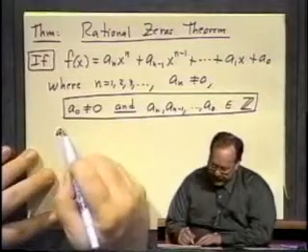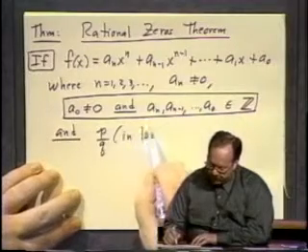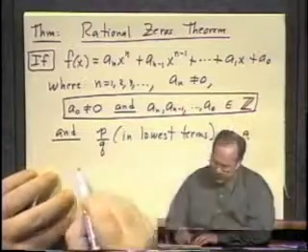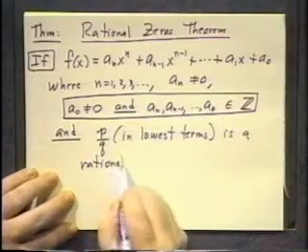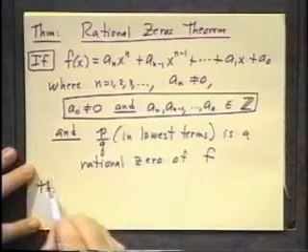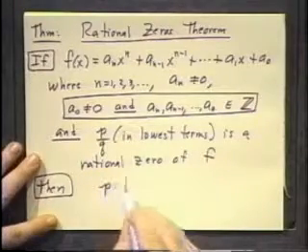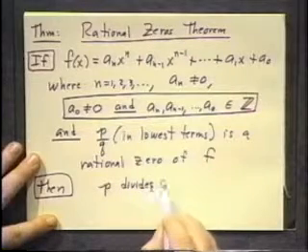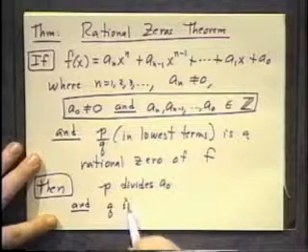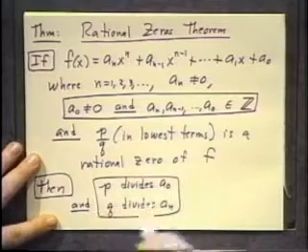If we have all of that and we are looking at p over q in lowest terms, of course, p over q in lowest terms is a rational zero of our f here, then what do we conclude? If we have such a rational zero, we conclude that the top of it, p, must divide a sub 0, which is the constant term, and it must also be true that q, the bottom, divides a sub n, the leading coefficient. Let me write that again.